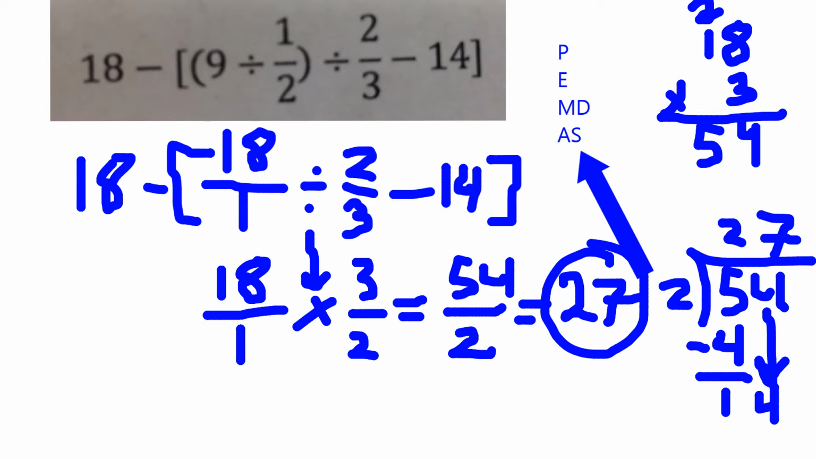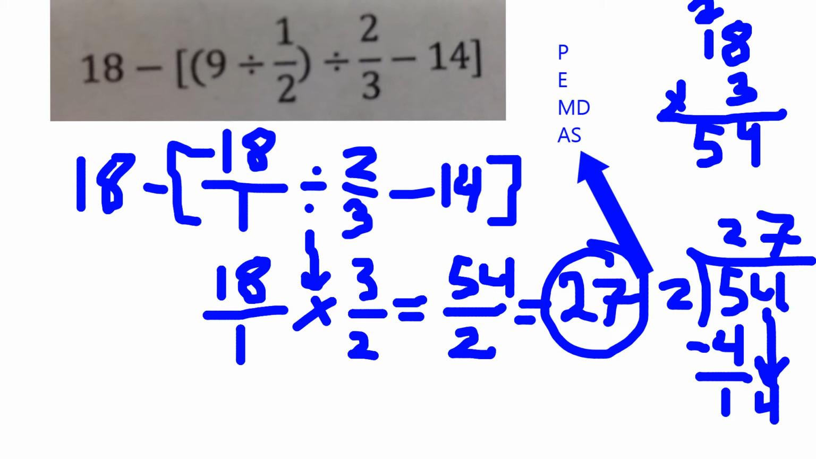And now 18 times 3, I don't know my 18 times tables. So I'm actually going to have to do this problem over here. 18 times 3. 3 times 8 is 24. 3 times 1 is 3, plus 2 is 5, for a total of 54. So now I have 54 over 2.